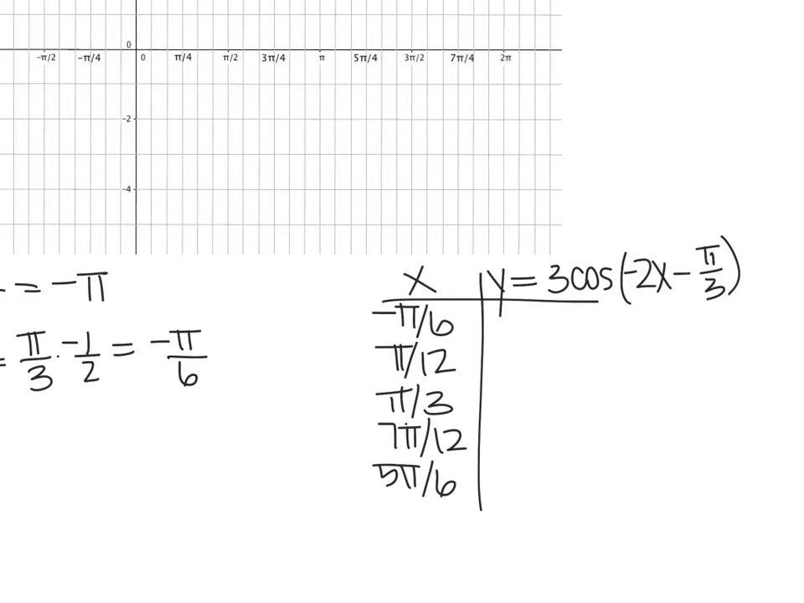So now when I figure out my y values, I'm just going to plug all of these x values into my equation. So we're going to end up with 3 when we plug in negative pi over 6, 0 when we plug in pi over 12, negative 3 when we plug in pi over 3, 0 when we plug in 7 pi over 12, and 3 when we plug in 5 pi over 6. And then the last step is to graph our points.